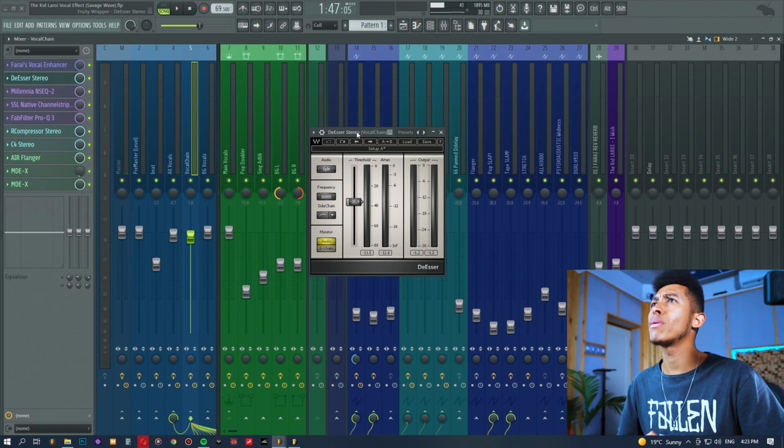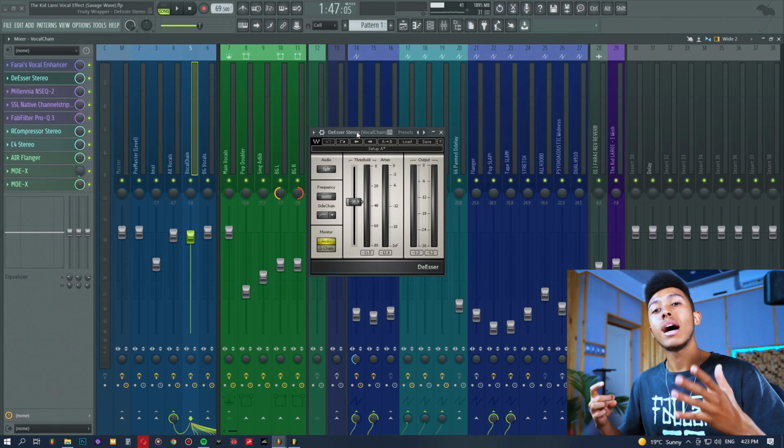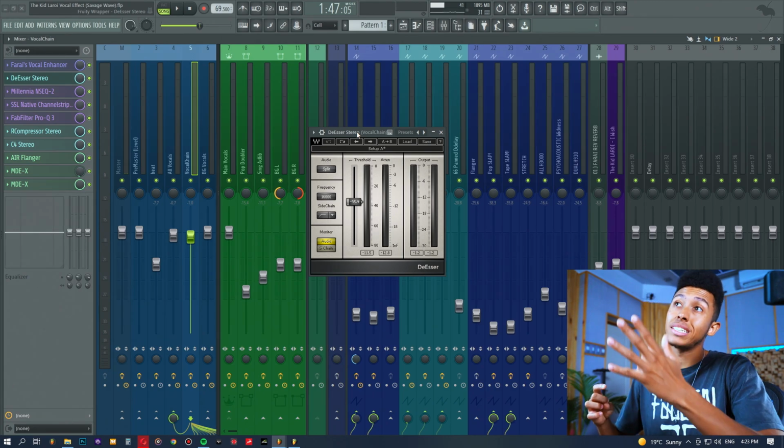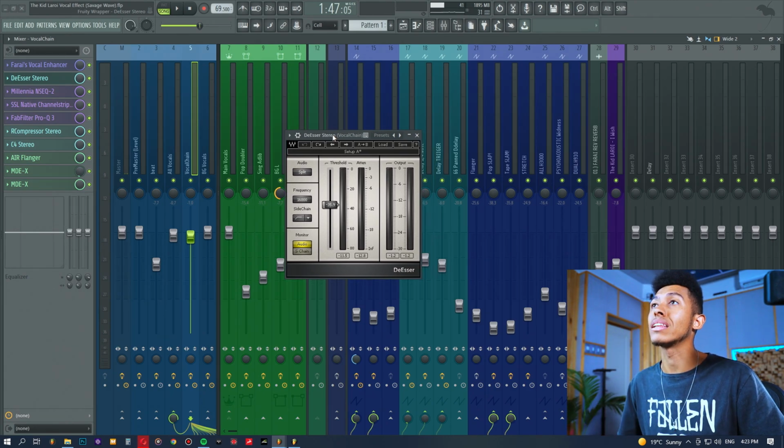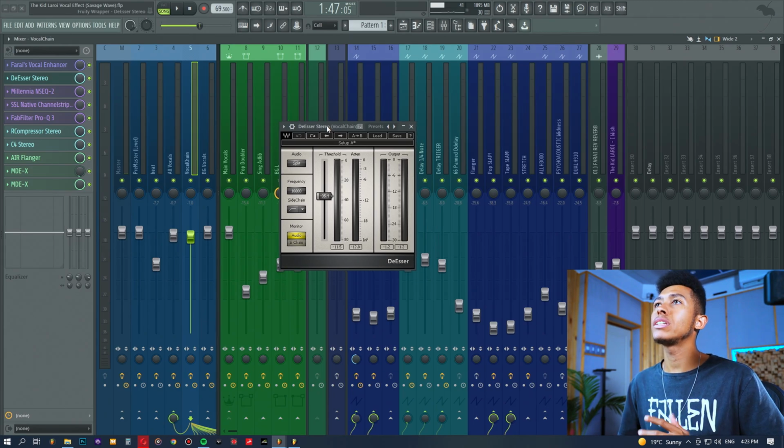Alright, so first things first, I'm using the Waves de-esser because it is cheap, right? Doesn't cost too much. It's very easily accessible to everyone. I'm sure if you have a DAW that has a de-esser, you can follow along as well if you don't have the Waves.